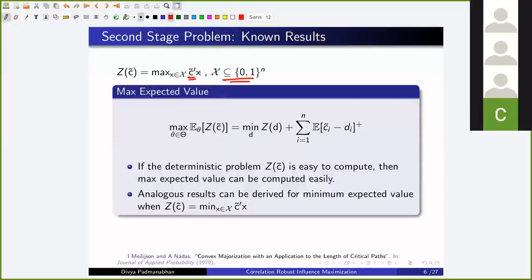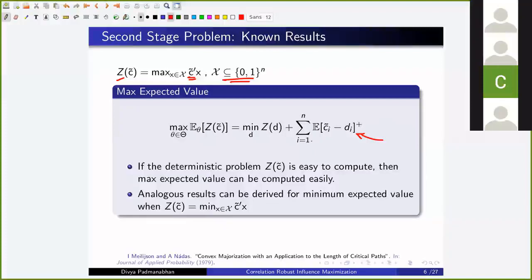in the objective, then it turns out that the maximum value of the expectation for the same class under the family of marginal distributions is efficiently computable, provided z of c is efficiently computable. If the deterministic problem is easy to solve, the max over expectations is also easy to solve, and this is the formulation that helps to do that.